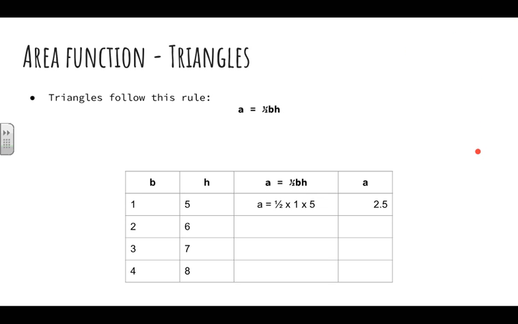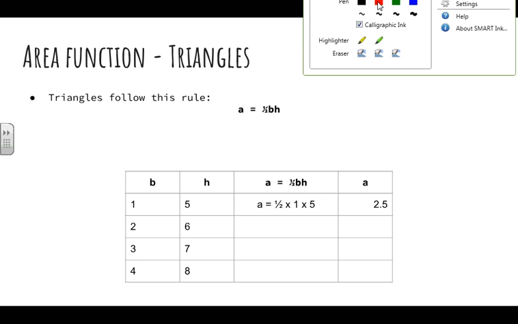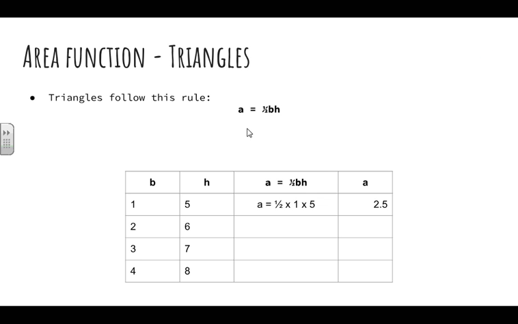All right, finally we're going to do triangles. So the formula for the area of a triangle is 1/2 times base times height. So if you know your base and your height, finding the area is not hard. Okay? If you have a triangle with a base of 1 and a height of 5, your formula will be 1/2 times 1 times 5. 1/2 times 1 is 1/2, and 1/2 times 5 is 2.5. That's your area.